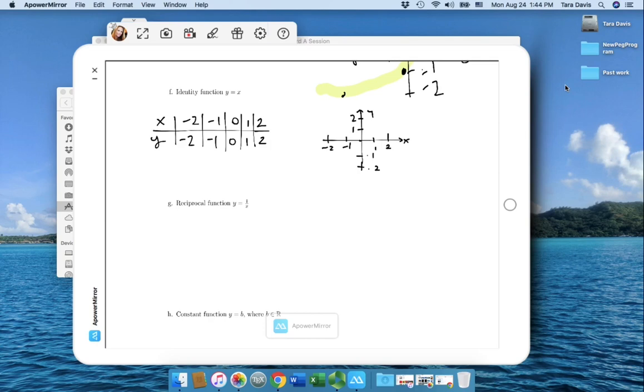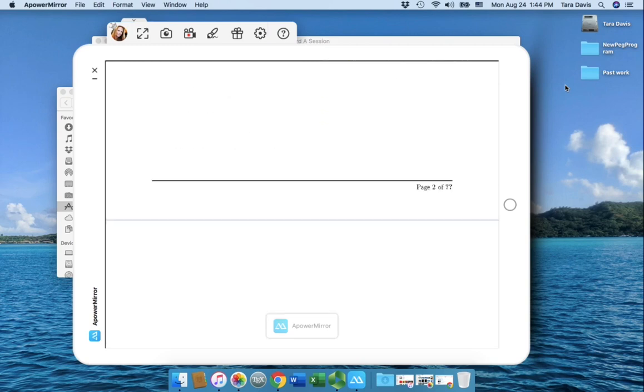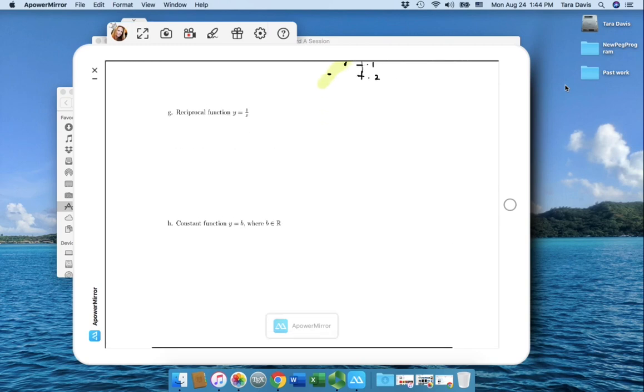Okay, and then when I plot my points, this part on that side looks like absolute value, but over here, it keeps going. And so when I make my sketch, it's just this straight line. Okay, y equals absolute value of x. The identity function is a straight line. And then the last two can be just a little tricky, but we can figure it out.